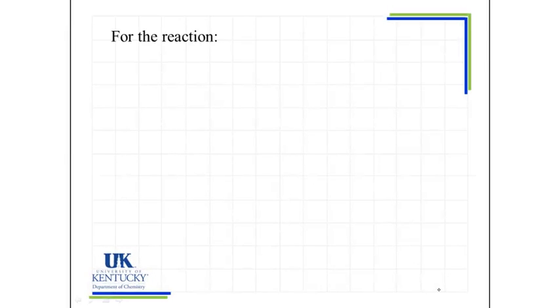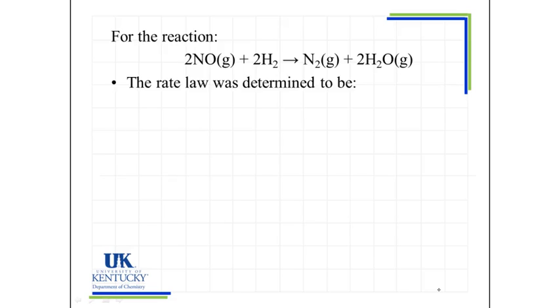Let's look at a very specific reaction. Here is a reaction, NO plus hydrogen producing nitrogen and water. Now, somebody went and did the experiments. They did the monitoring, and they found that the rate law was this. Rate is equal to K, the rate constant, times NO raised to the second power, times H2 raised to the first power. Note again, this is not the same as the coefficients. This one happens to be the same, but this one is a 1. So be aware of that.